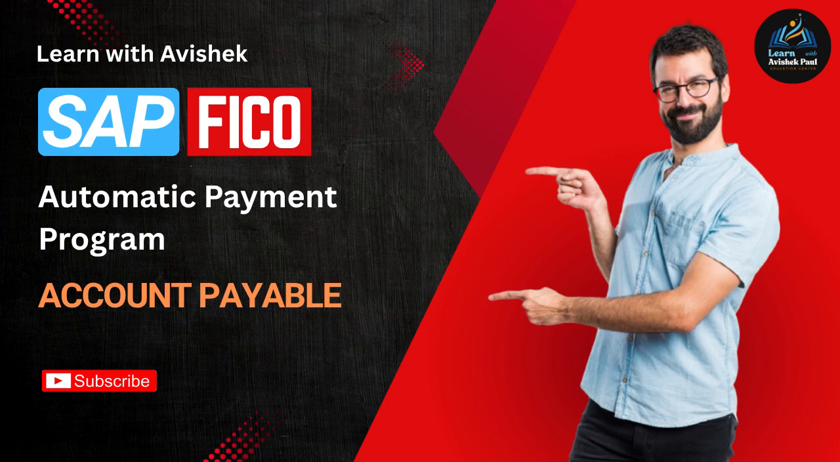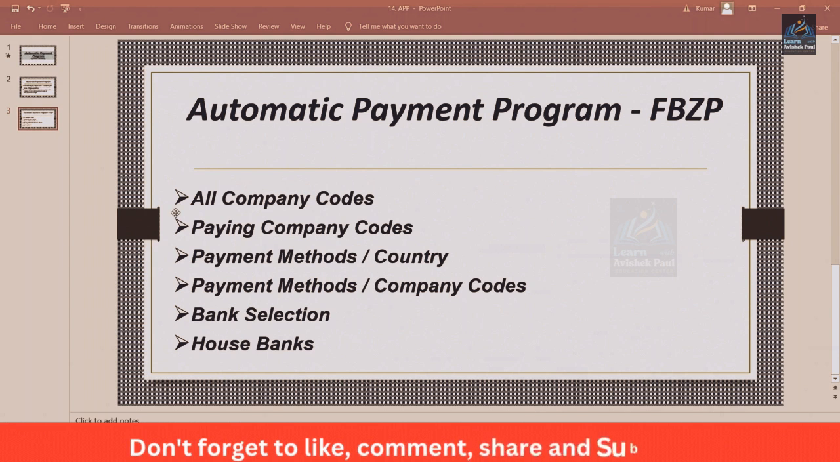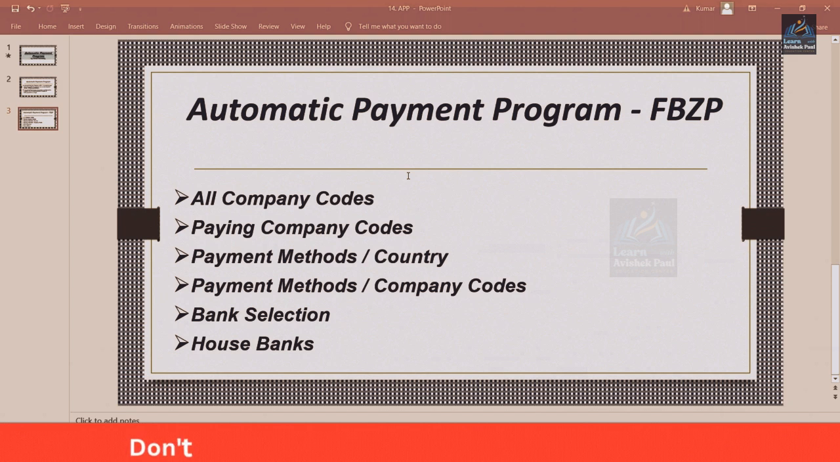Okay, let's do one thing. How to configure automatic payment program, guys? The very famous transaction code is there to configure this APP. Okay, look at here now. These things will appear. FBZP is the transaction code. FBZP is the transaction code.